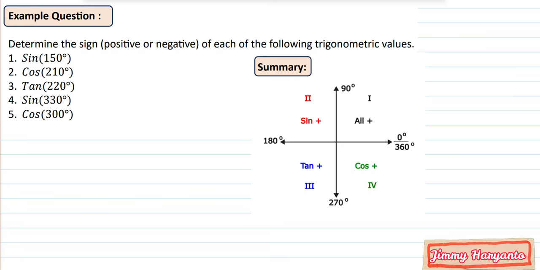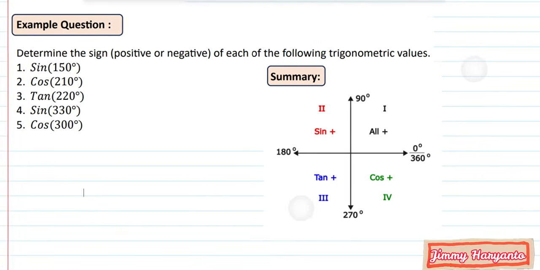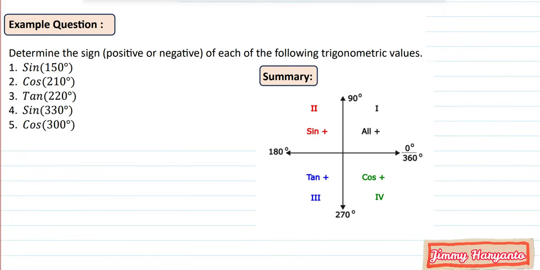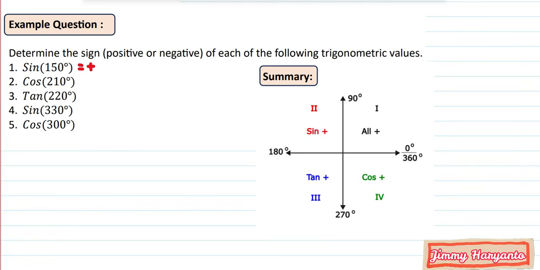Okay, next is example questions. Determine the sign, positive or negative, of each of the following trigonometric ratios. Okay, so this time the question only wants you to find the sign, not the value, but the sign only. First is sine 150. 150 lies here in between 90 and 180. So it is in the second quadrant, and in the second quadrant the value of sine is positive, so this one will become positive.